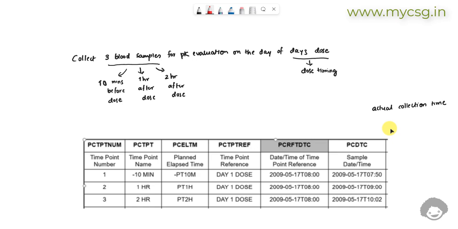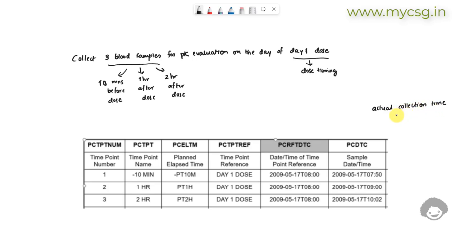Now let us try to identify some of the timing variables that would be needed in findings domains. We'll try to remember those things with this statement. Let's say in the protocol we have this sentence which says collect 3 blood samples for PK evaluation on the day of day 1 dose. Those 3 time points are 10 minutes before the dose, 1 hour after the dose, and 2 hours after the dose. And we will have the actual collection time.